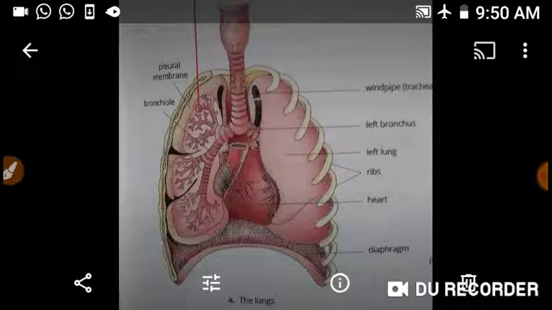Then, the last part of human respiratory system, that is lungs. They are a pair of highly elastic, hollow, membranous, bag-like structures situated in the thoracic cavity. Rib cage protects the lungs along with the heart. So, rib cage does not protect lungs only, it protects heart as well, because heart is situated between two lungs.